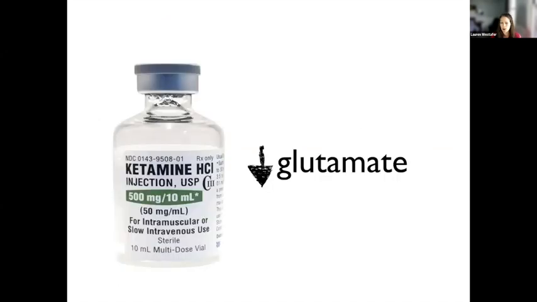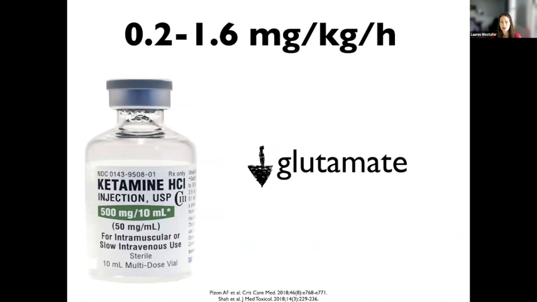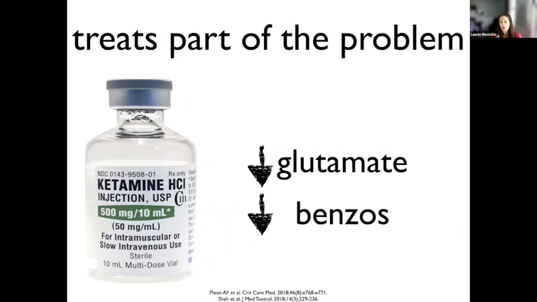Ketamine only works on the glutamate. So in case you've never used ketamine, it's a drip. You don't just bolus ketamine. You start them on a drip, at pretty low doses, 0.2 to 1.6 mg per kg per hour. And so it works on glutamate, but really it just decreases the benzo use.